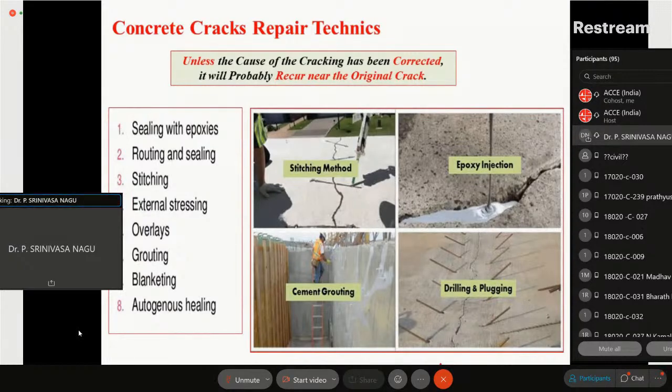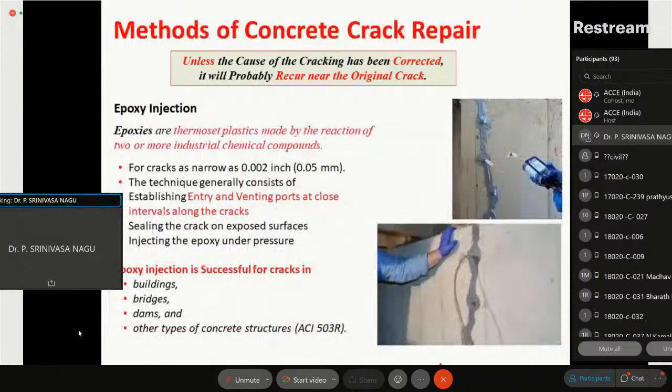Then the stitching mechanism, staples like you have seen in the previous slide. Stitching, external stressing, then overlays. Overlays means putting another layer on it. Grouting techniques, then blanketing, autogenous healing. Like that, there are several methods, and there are patented procedures. You can see several ways of concrete crack repairs. Everything depends upon the nature of the crack, degree of damage, etc.